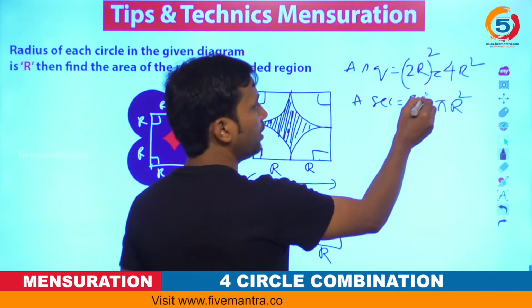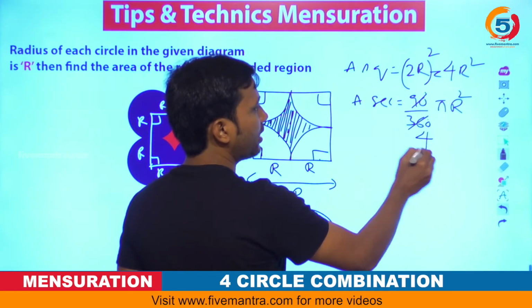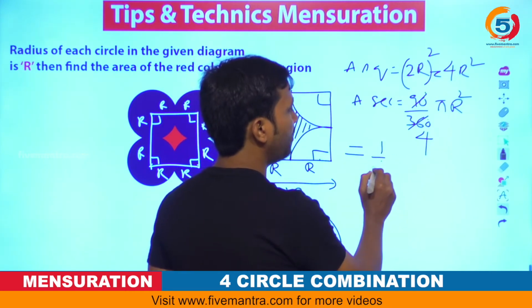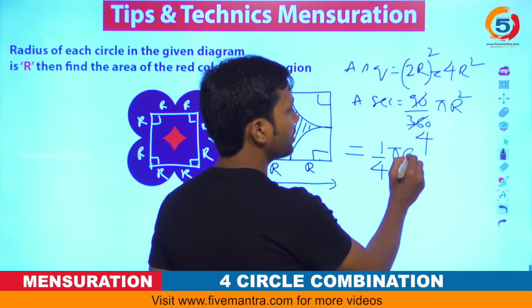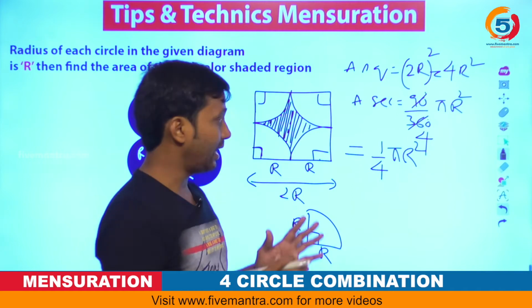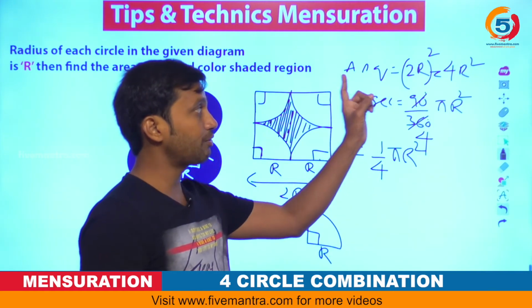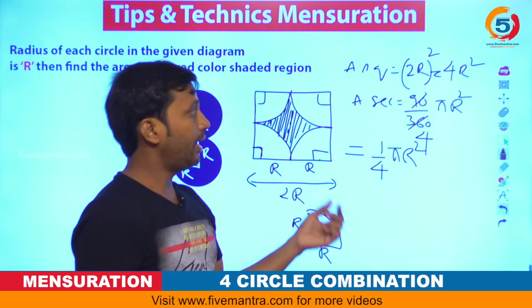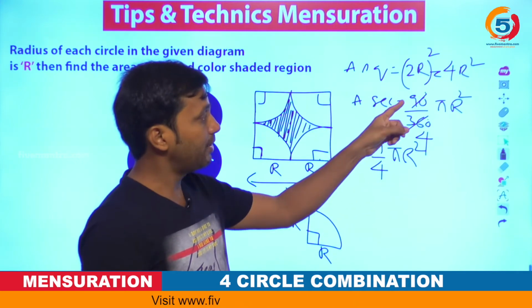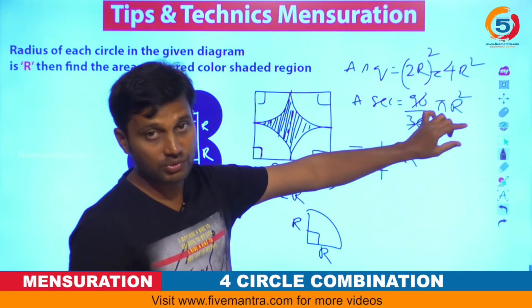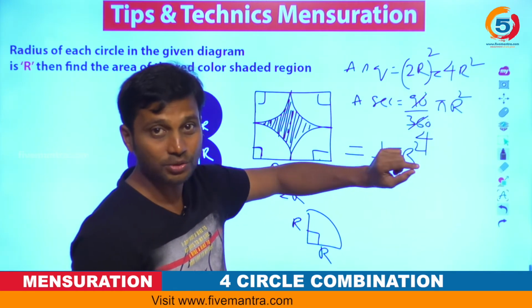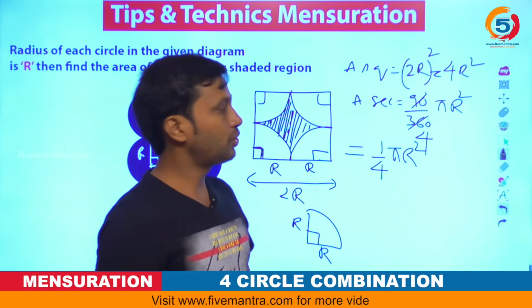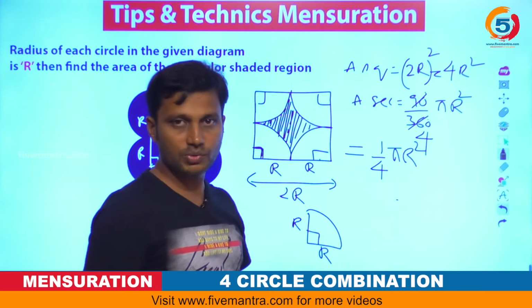That's it. Now what can we do? 90 by 90 will cut 4 times. Now how much is this finally? 1 by 4 pi r square. Once again I am clarifying what is the area of the square. 2r whole square, where 2r is the side of the square. And what is the area of the sector? Theta by 360 times pi r square, where capital R is the radius. Theta value means the angle is 90 degrees. So on simplifying this, we got 1 by 4 pi r square.